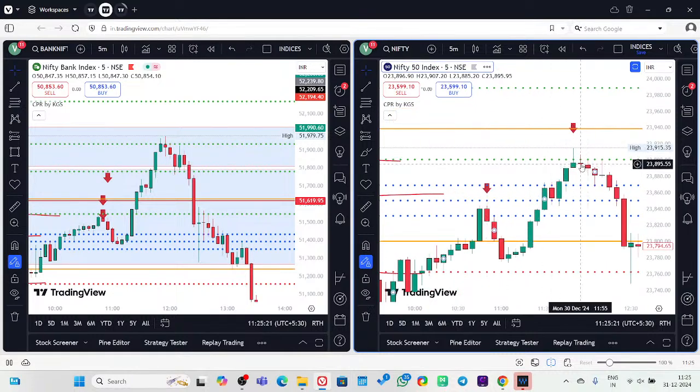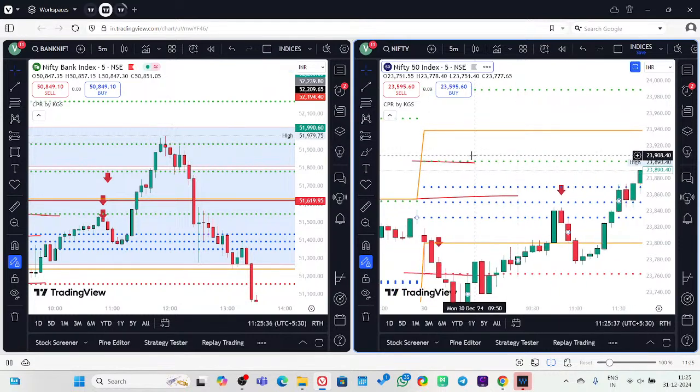At these locations, a doji is a good sign that the price is going in our direction. So at this point, 1155, both the indices are rejecting from the pivots. Okay, so I would like to take the trade in Nifty.